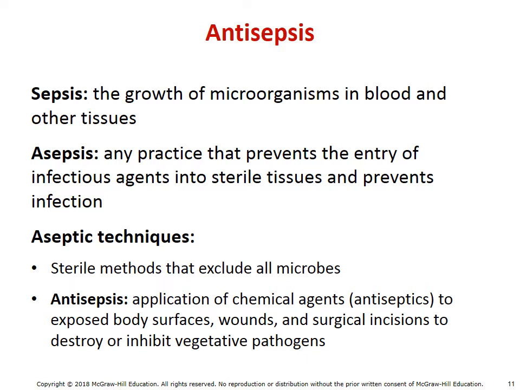Whenever we look at the word antisepsis, we should probably break it up and first talk about sepsis. Sepsis is really growth of microorganisms in blood and other tissues. So whenever you hear a patient is septic, they have typically infection of the blood. So the idea is we want to prevent sepsis, so we use asepsis. So it's a practice that prevents the pathogens from causing infection. And so one of the things that we do is aseptic technique. These are sterile methods that exclude all microbes and prevent sepsis. So again, aseptic technique is going to prevent infection. And so antisepsis is an application of chemicals to exposed body surfaces, wounds, or surgical incisions to destroy or inhibit vegetative bacteria. So again, we're going to kill most things with antiseptics except for endospores.